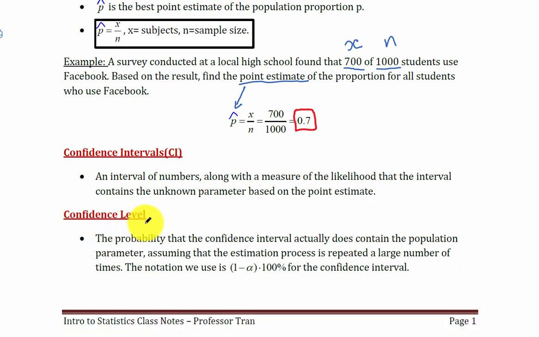And then the confidence level. The confidence level is just the probability that the confidence interval actually does contain the population parameter, assuming that the estimation process is repeated a large number of times. And we use the notation from the textbook, which is 1 minus alpha, multiplied by 100%, for the confidence level.